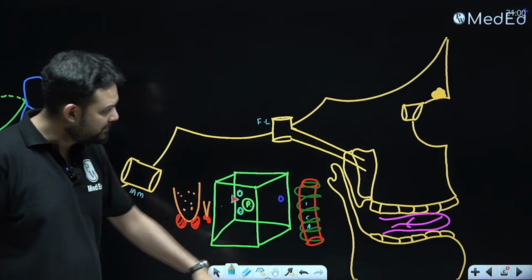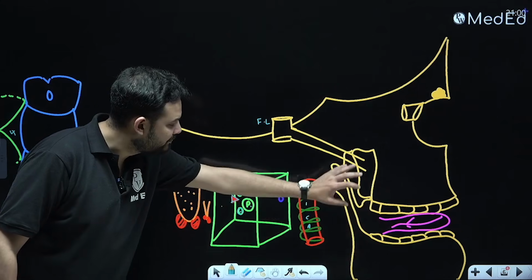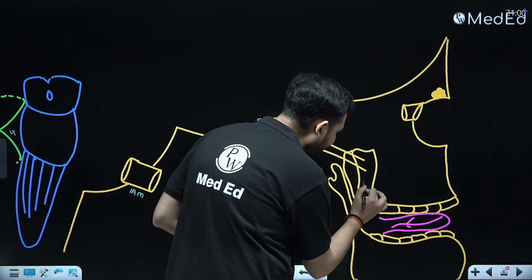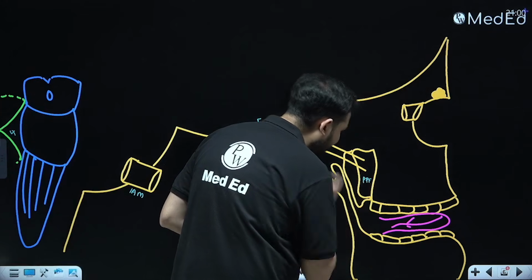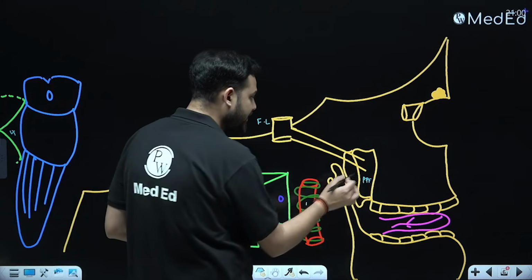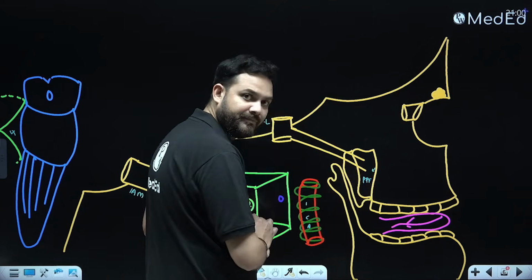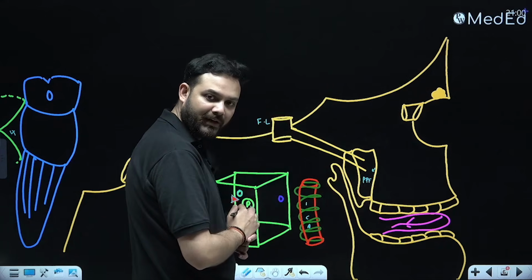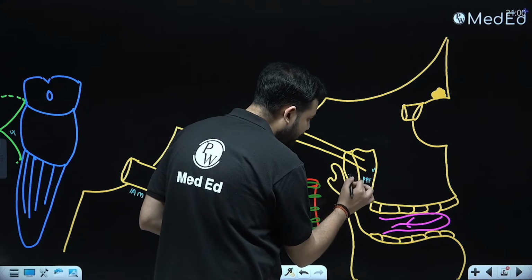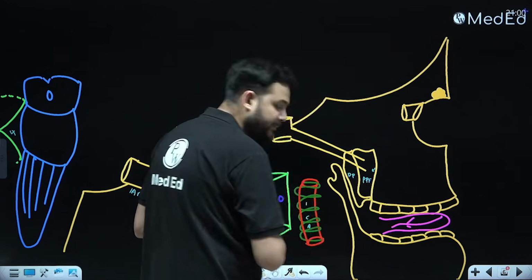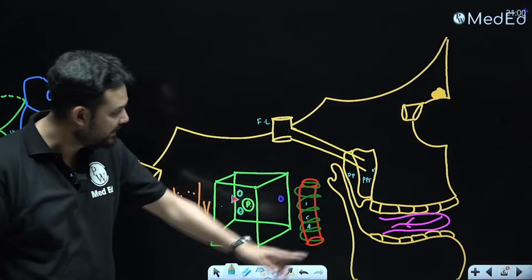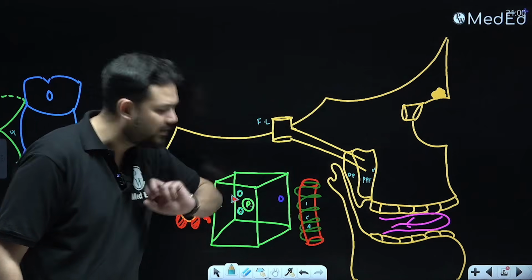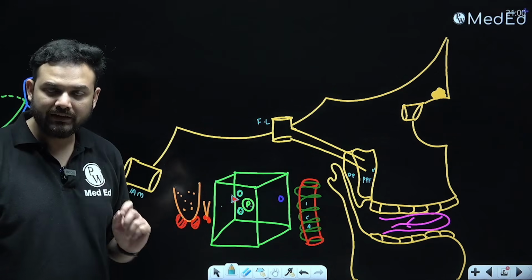Then obviously you've got the tongue, the mandible, the maxilla, and there is a fossa which I have drawn over here. This fossa is called the pterygopalatine fossa. It is a fossa present behind the posterior wall of the maxilla, and in front of the pterygoid plate. So this is the maxilla, this is the posterior wall of the maxilla, and this is your pterygoid plate. The small inverted fossa between the posterior wall of maxilla and the pterygoid plate is your pterygopalatine fossa. Okay, now let's go one by one.